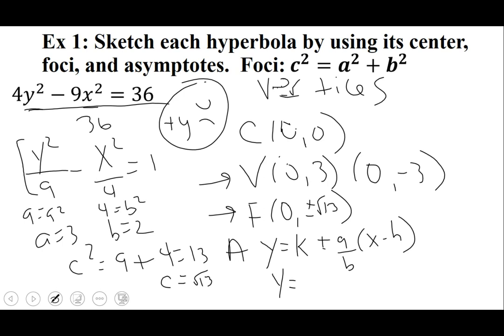So the k value in this case is 0. Plus or minus, the a value is 3, the b value is 2, the h value is 0, which means you're going to get 0 plus or minus 3 over 2x. And again, simplify it if you want to, but I'm perfectly fine if you don't.